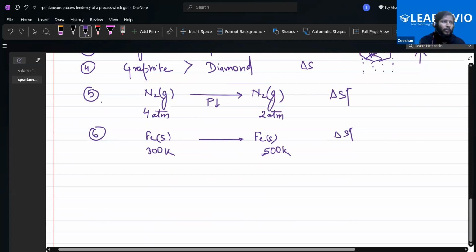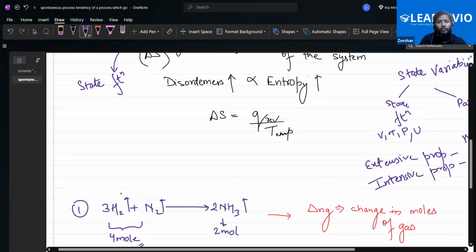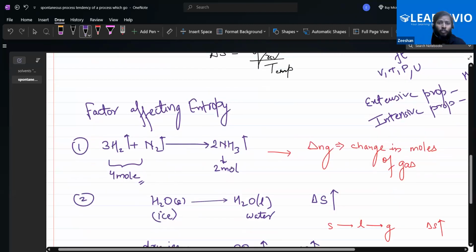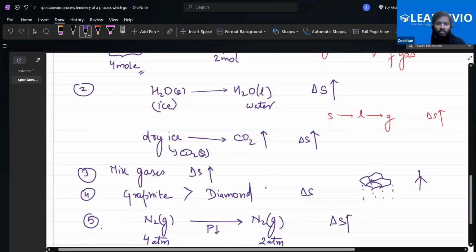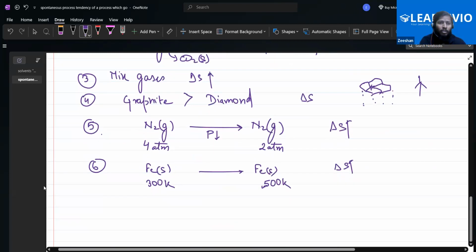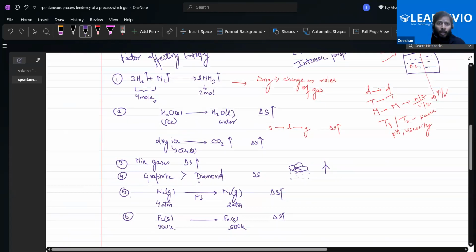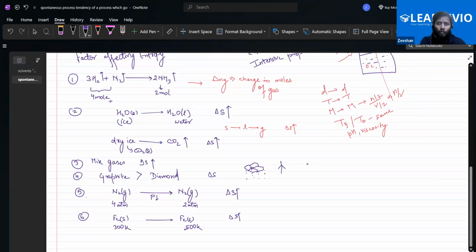Now I think you have understood the factors affecting entropy, right? Yes, sir. There are many factors which affect entropy, like temperature, pressure, number of moles, or phase change. We have gone through all the topics. Anyone with any doubt in these 6 points? I can repeat today. No problem with that.